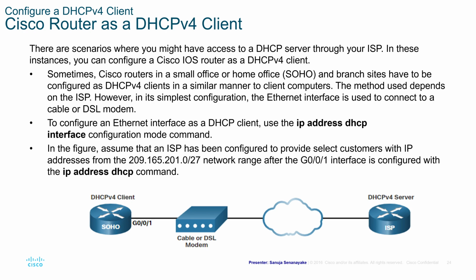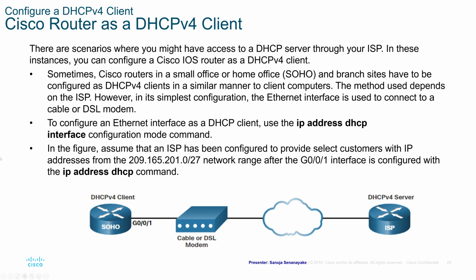However, in its simplest configuration, the Ethernet interface is used to connect to a cable or DSL modem. Most home users, for example, will have an ISP providing an IP address, and the home users will have a router with an automatic DHCP setup. But in some environments, such as a small office or home office environment, you may get DHCP directly from the ISP, and that's where we're going to use the ip address dhcp interface command in configuration mode. So to configure an Ethernet interface as a DHCP client on a Cisco router, we use the ip address dhcp interface command in configuration mode.